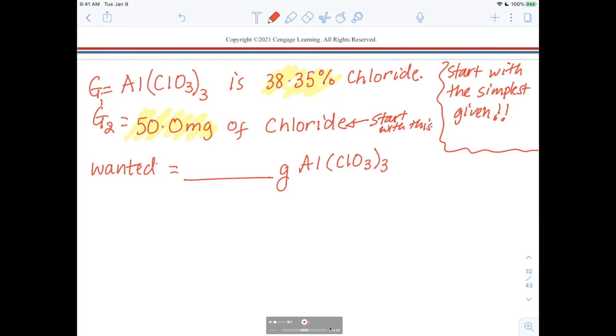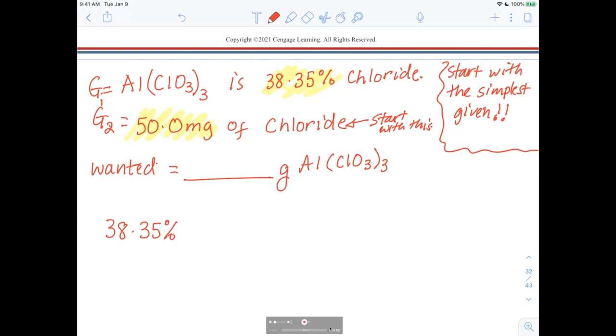Okay. So you're going to write 50.0 milligram as a starting point. But before I continue with that, let me actually go back and decode the percentage. We need to decode percentage first. So to decode the percentage, I'll write here: 38.35% has to be decoded.